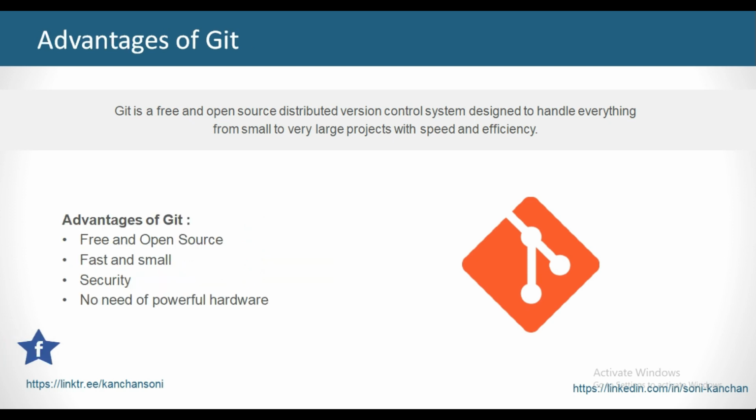So we have some advantages: Git is free of cost, open source, fast and small. Fast and small means most of the operations are performed locally, therefore it is very fast. And the software or binary is also very lightweight. It doesn't occupy much space in your system. Security: Git uses a common cryptographic hash function, SHA1, to name and identify objects within its database. No need of powerful hardware. It does not require any high configuration system. A normal configuration system will also work.